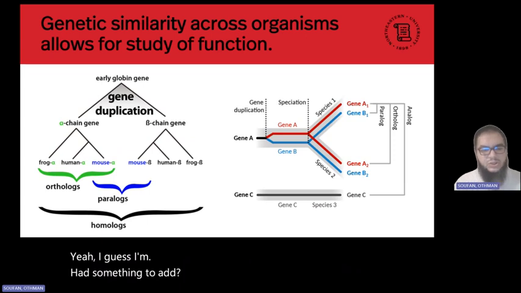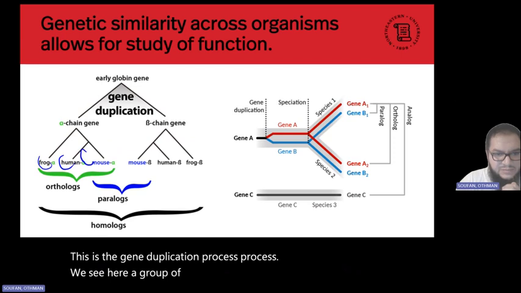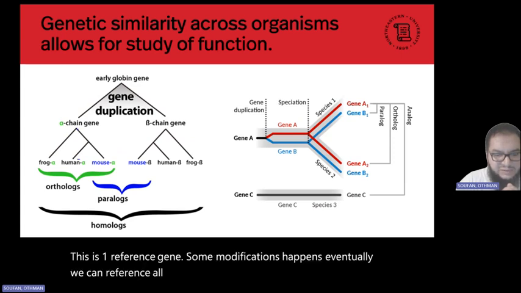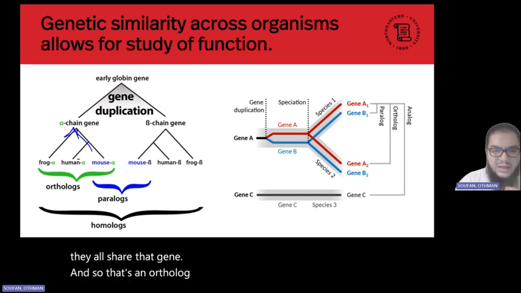Anyway, so this is the gene duplication process. We see here a group of species. This is one reference gene. Some modifications happen. Eventually, we can reference all of these species, giving one type of gene that they all share. And so that's an ortholog, okay?